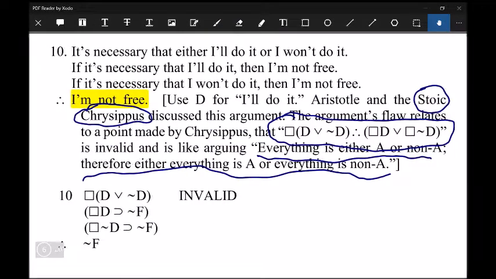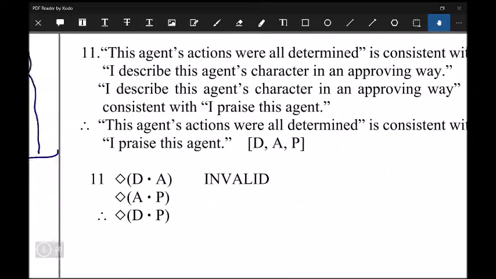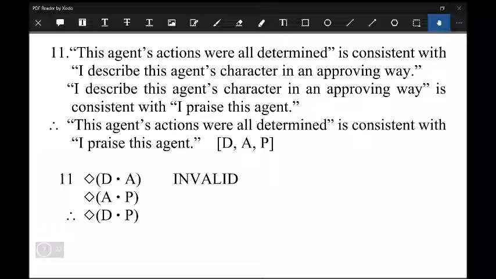As Chrysippus said, this is not a good way to argue against free will. There are a lot of modal arguments that aren't very good arguments on free will and predestination and determinism and stuff like that. We'll see another one later, the divine foreknowledge human freedom argument, which is my favorite one.